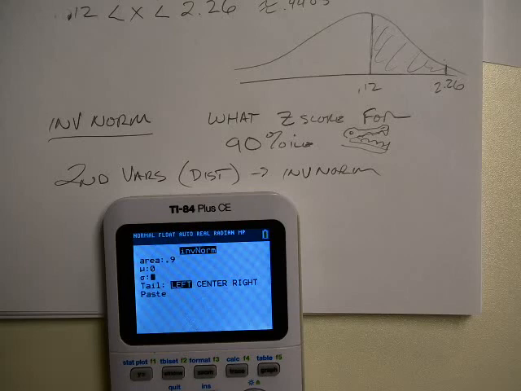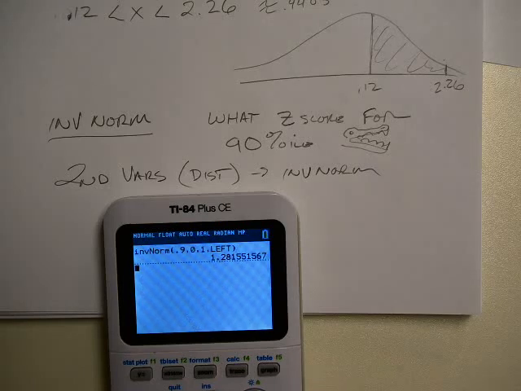Now, here's where it can get a little bit different. Left, center, or right? Well, left is going to be the less than, right? That would be your 90th percentile. Center would be your middle 90th percentile. That's going to leave 5% in each tail. Okay? And right's going to be the upper 90. And there is your z-score for the 90th percentile, 1.28.